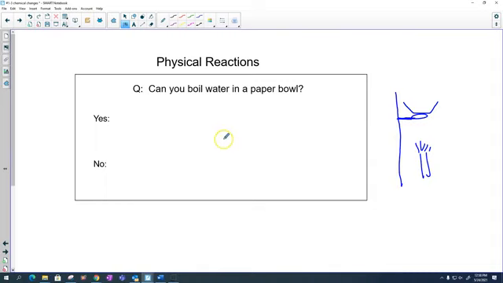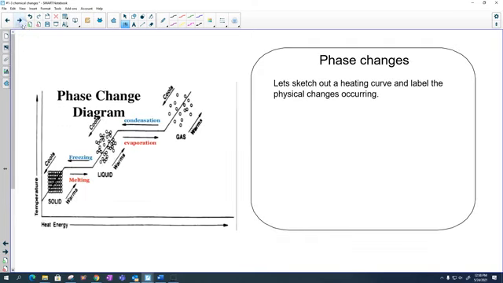So the answer is yes, the answer is no. This is for students to hypothesize as to why you would or why you wouldn't. Maybe take a stand on one of the other two that you might think. Alright, so next is phase changes.